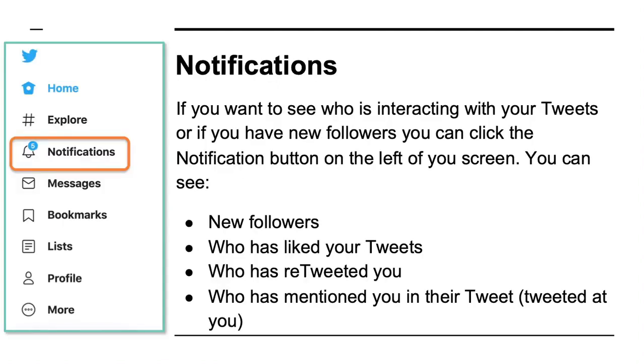Notifications. If you would like to see who is interacting with your tweets, or if you have any new followers, you can click the notification button on the left of your screen. It kind of looks like a bell and it may have a number attached to it. You can see new followers, who has liked your tweets, who has retweeted your tweets, and who has mentioned you or tweeted at you.